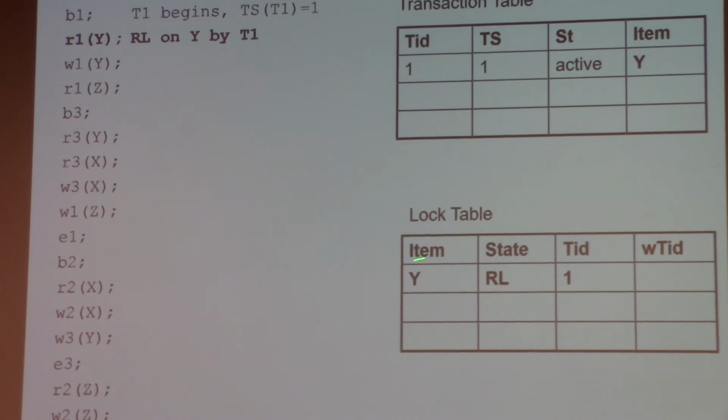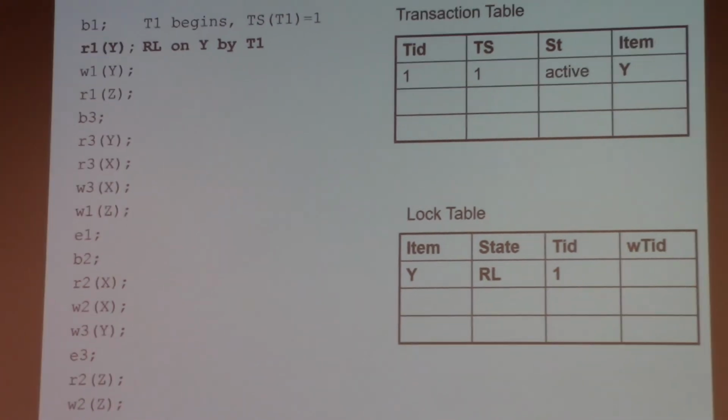Also create the entry for the log table per item. Log table is per item. So Y, and what kind of log? Read log. Who? Transaction ID 1. Okay? And why is this one 1? Because the timestamp is the first one. Okay? In this case, not the same as the transaction number.